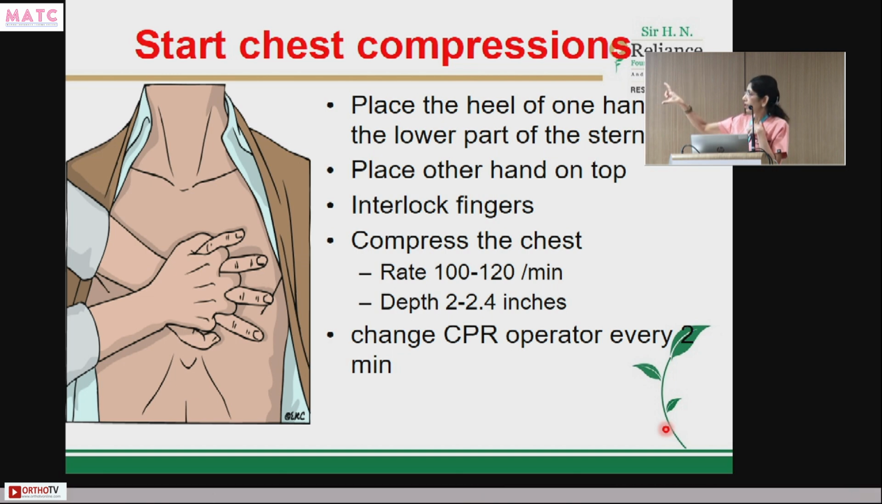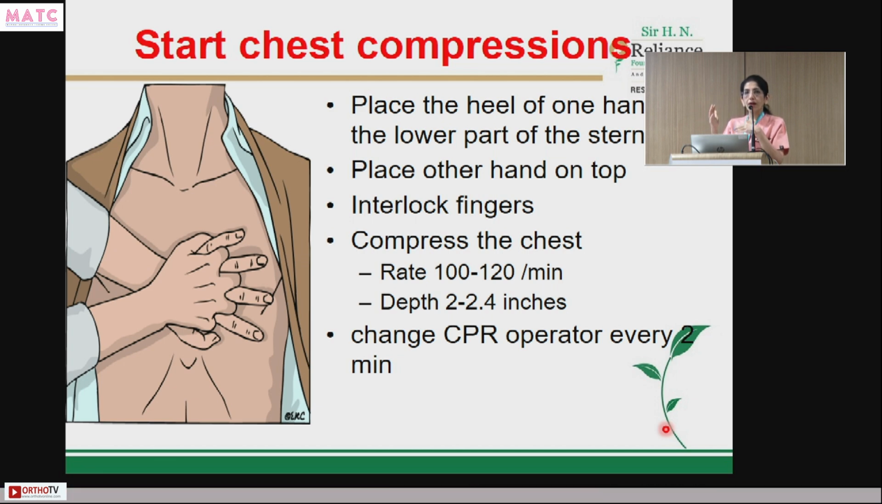Lower part of the sternum and 100 to 120 per minute. Why are we giving 100 to 120 per minute? So that if the normal heart rate is between 60 to 80, and if we give compressions at about 100 to 120, then at least 80 compressions will be effective and it will generate the cardiac output.